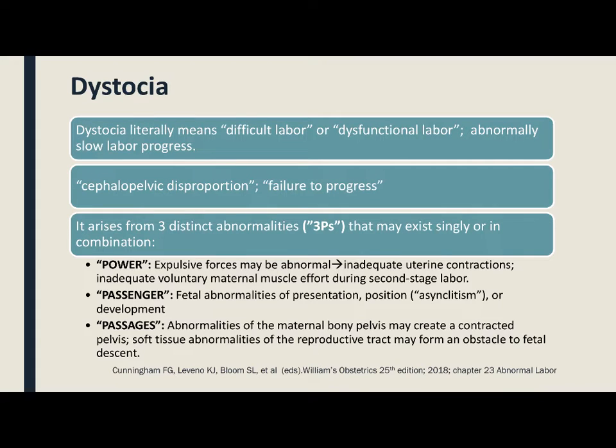Power, of course, refers to the expulsive forces that may be abnormal, and this may be secondary to inadequate uterine contractions or inadequate voluntary maternal muscle effort during the second stage of labor. For the passenger, this may refer to the fetal abnormalities of presentation, position, or fetal development. And of course, the passages would refer to abnormalities of the maternal bony pelvis that may create a contracted pelvis, or soft tissue abnormalities of the reproductive tract that may form an obstacle to fetal descent.